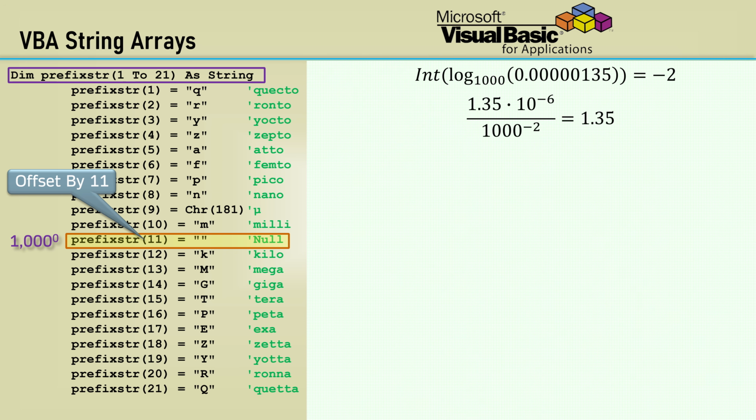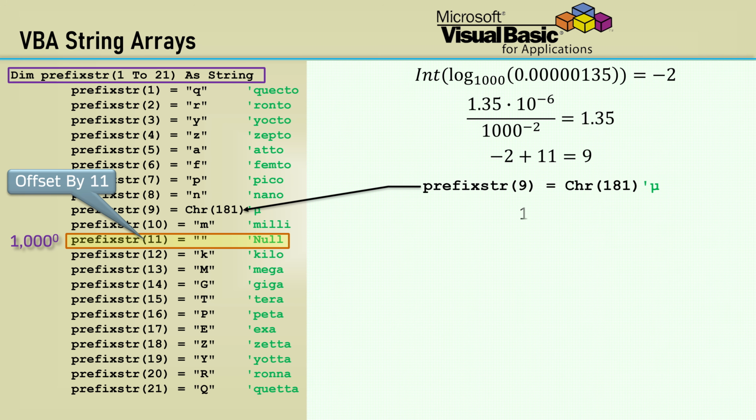1.35 to the minus 6th divided by 1000 to the minus 2nd power is 1.35. We take the minus 2 and add the bias offset of 11 to get 9. The prefix string with the index of 9 is the mu character for 10 to the minus 6th. Then take our 1.35 number and append the mu character, and we have 1.35 micro.